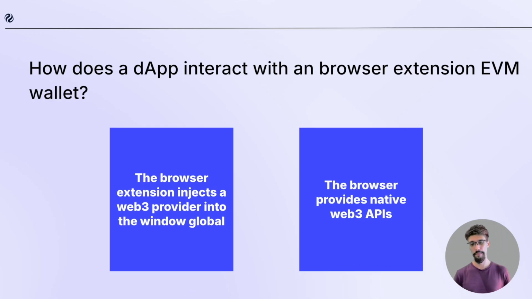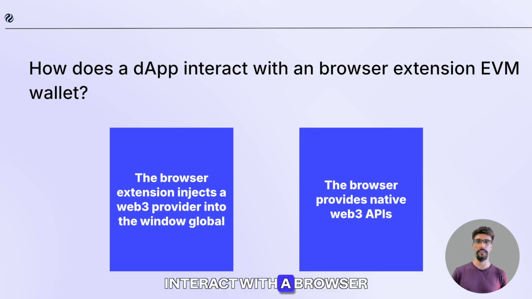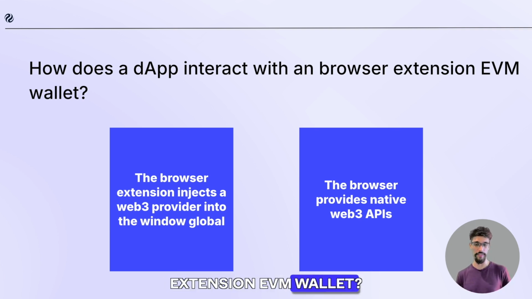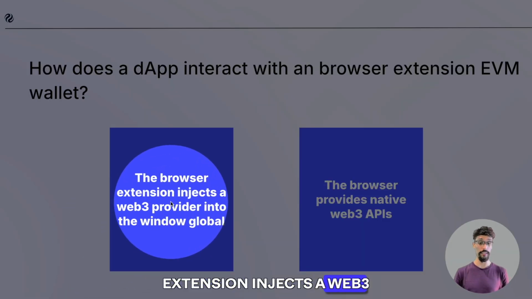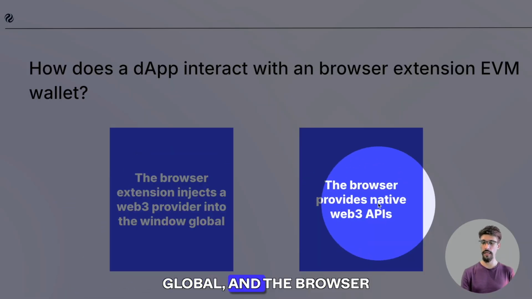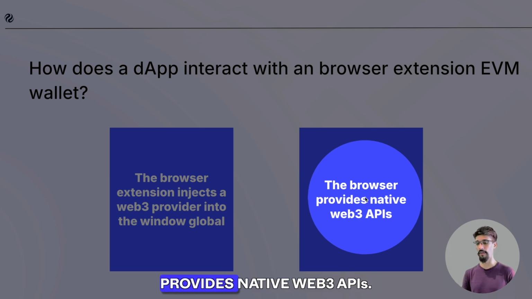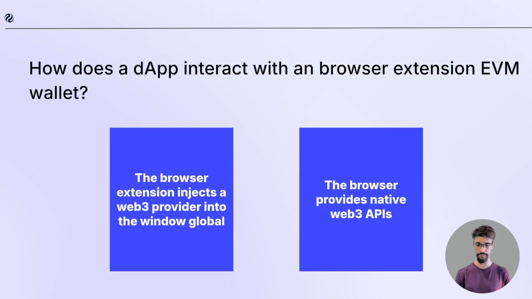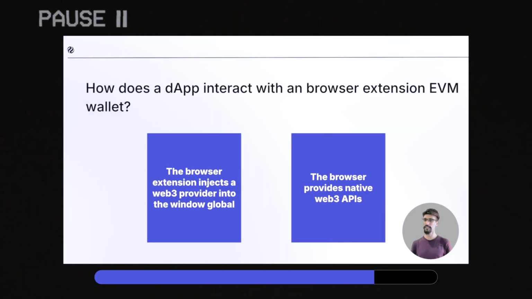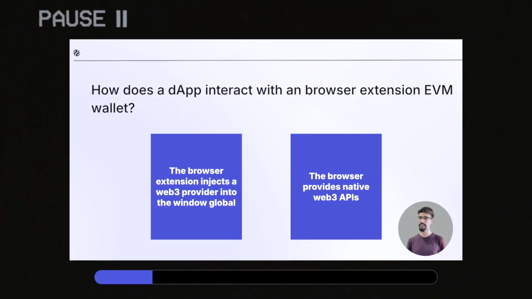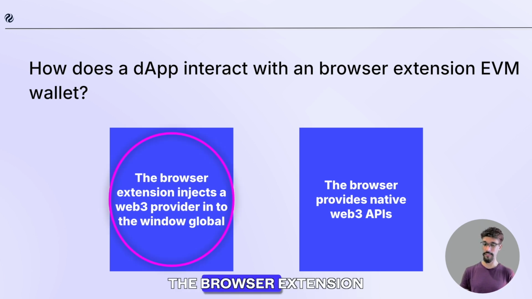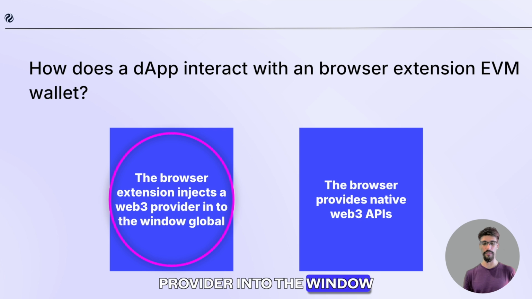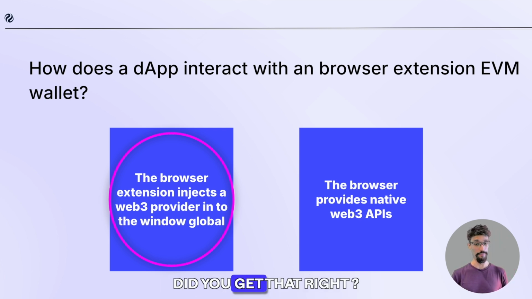First question. How does a dApp interact with a browser extension EVM wallet? And the options are: the browser extension injects a Web3 provider into the window global, and the browser provides native Web3 APIs. I'll pause for a bit while you think of the answer. And the answer is, the browser extension injects a Web3 provider into the window global. Did you get that right?